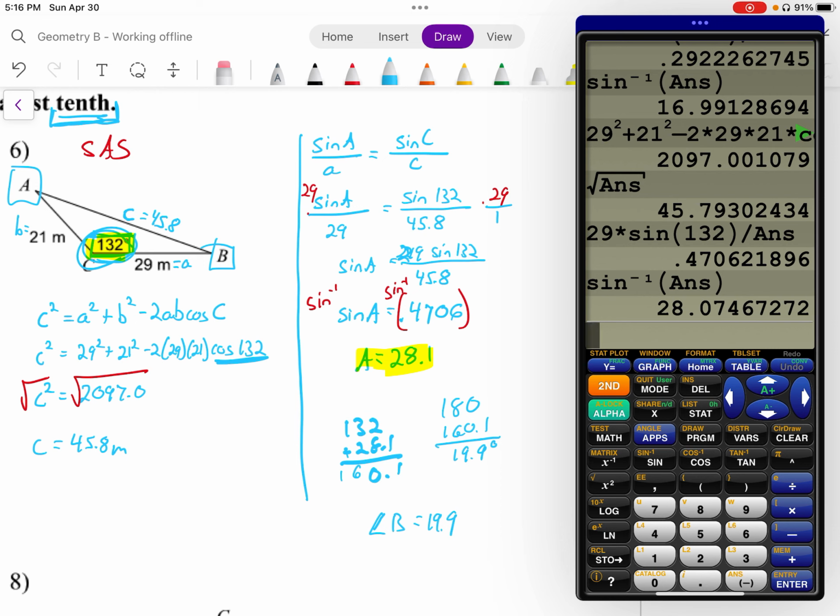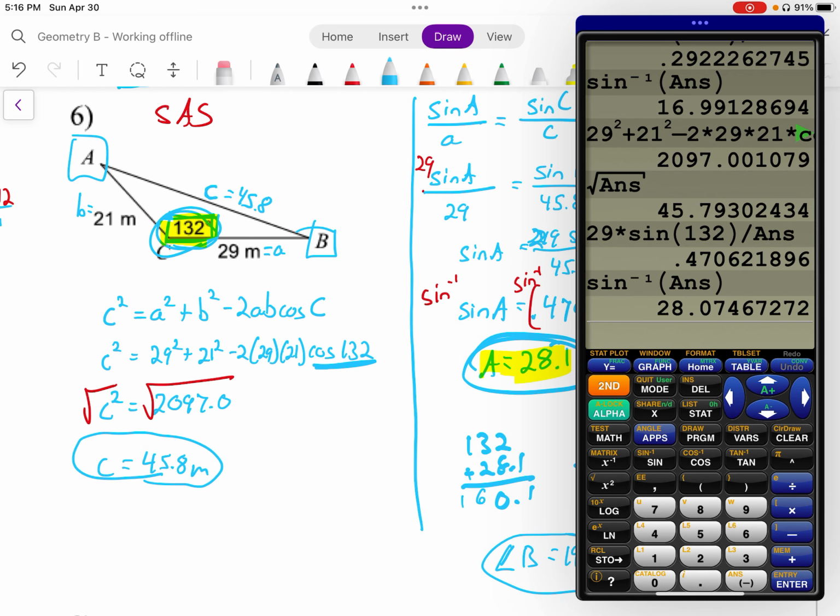And we have our 3 things we needed to find. Angle A, angle B, and side C. A lot of times people will write them back in here. So angle A was 45.8 and angle B was 19.9. Oh, not 45.8, that is wrong. That was our side. So that was 28.1. And we already put side C on there. And that's using the law of cosines.